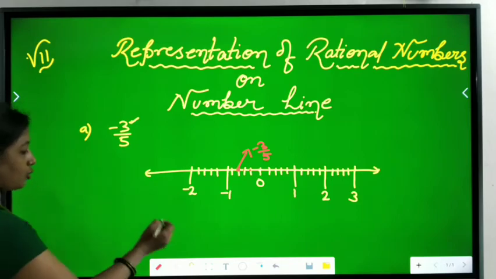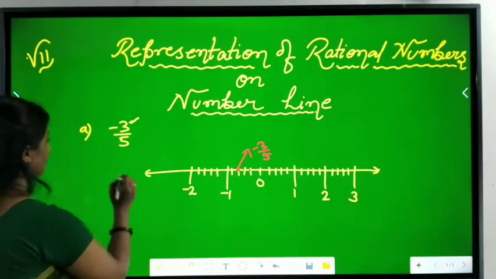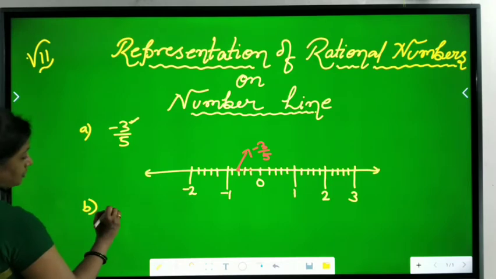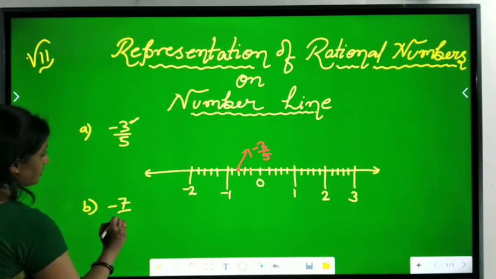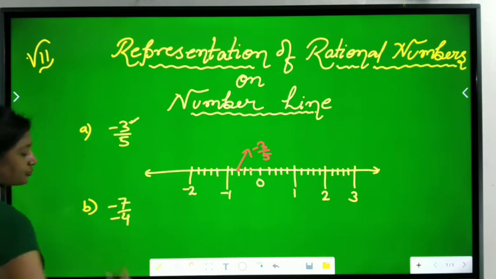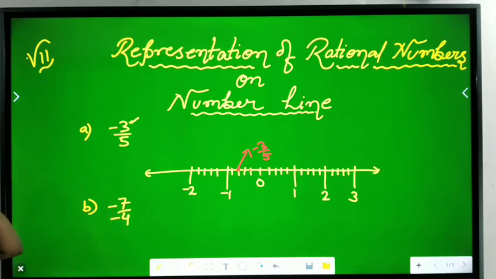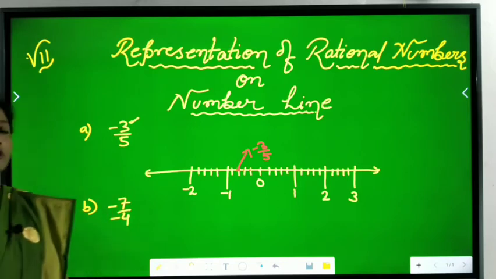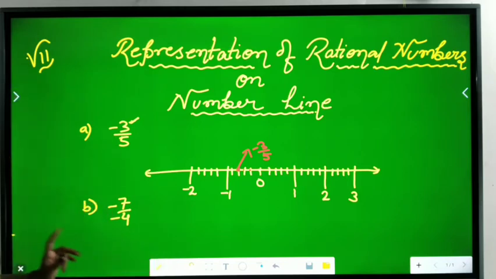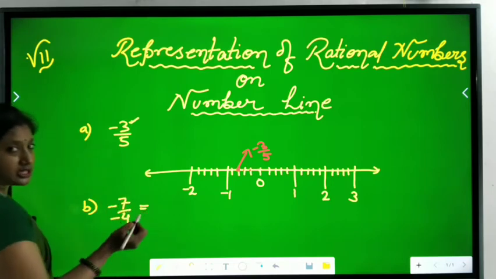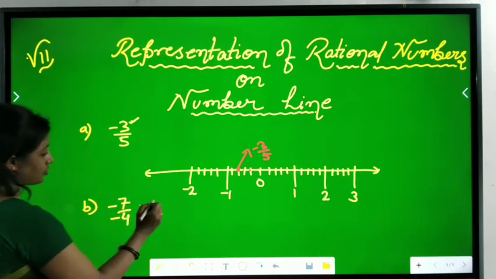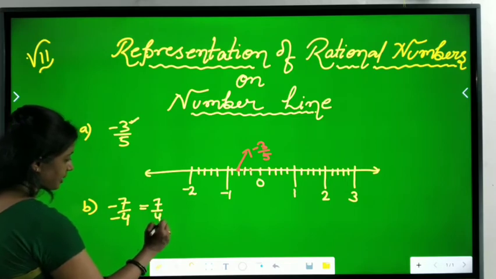Let us take one more example. Suppose I am giving you minus 7 by minus 4. Suppose this type of rational number is there. So what you will do first is change it into standard form. The standard form, I will explain what that is. Just cancel the minus from here. Then this will become 7 by 4.